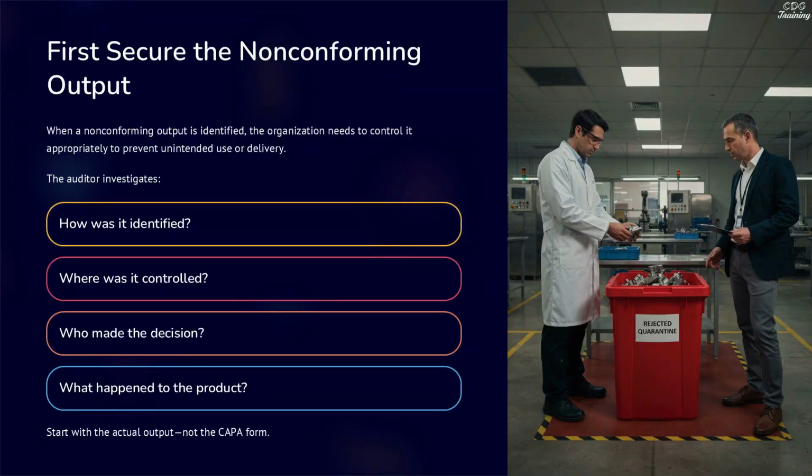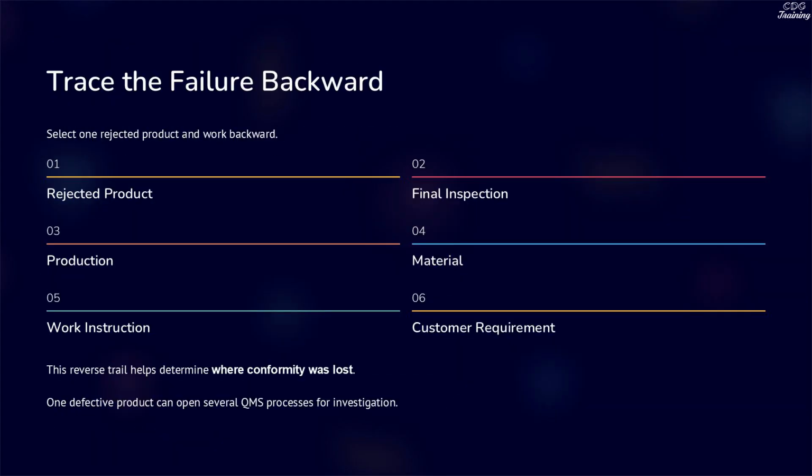The auditor investigates how it was identified, where it was controlled, who made the decision, and what happened to the product. Start with the actual output, not the corrective action plan. To trace the failure backward, select one rejected product and work backward through the process. This helps determine where conformity was lost, opening several quality management system processes for investigation.